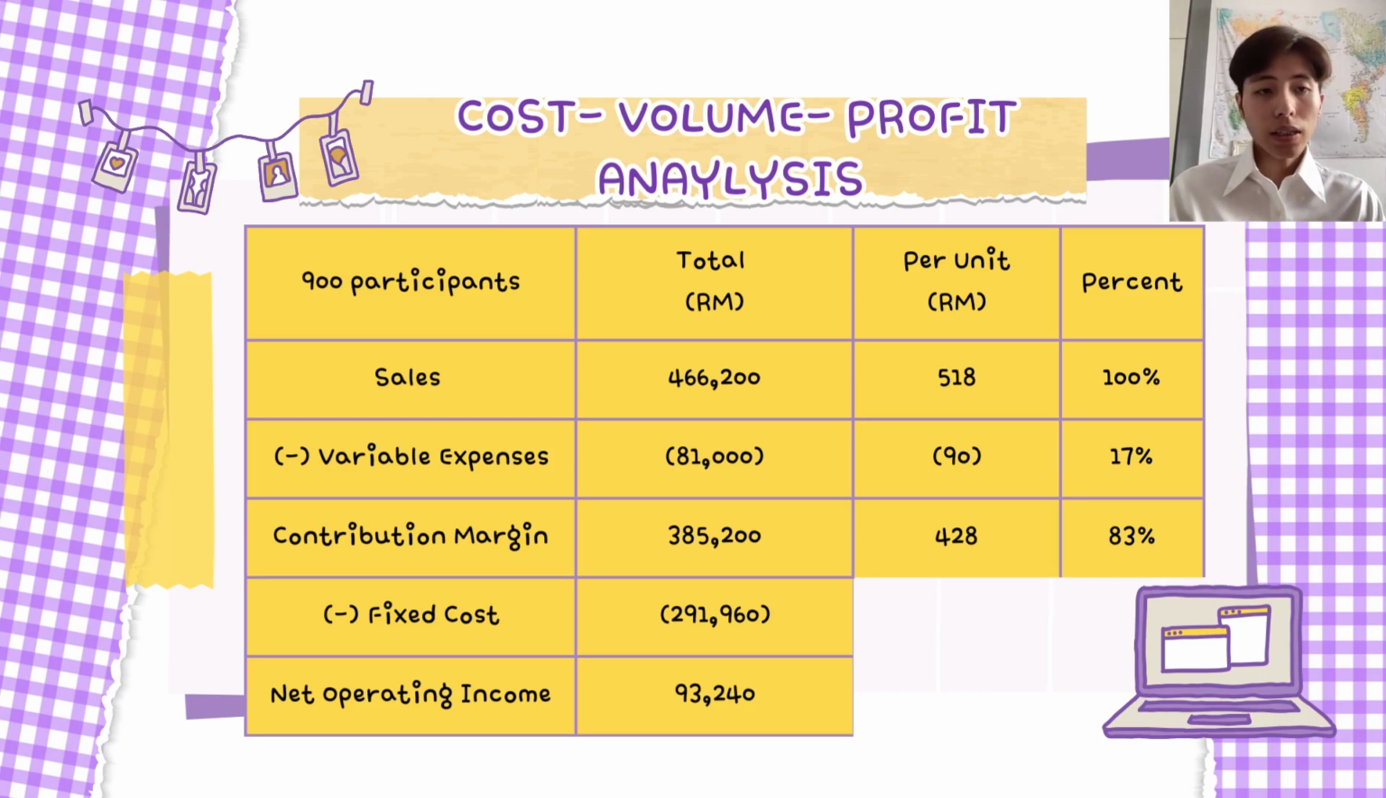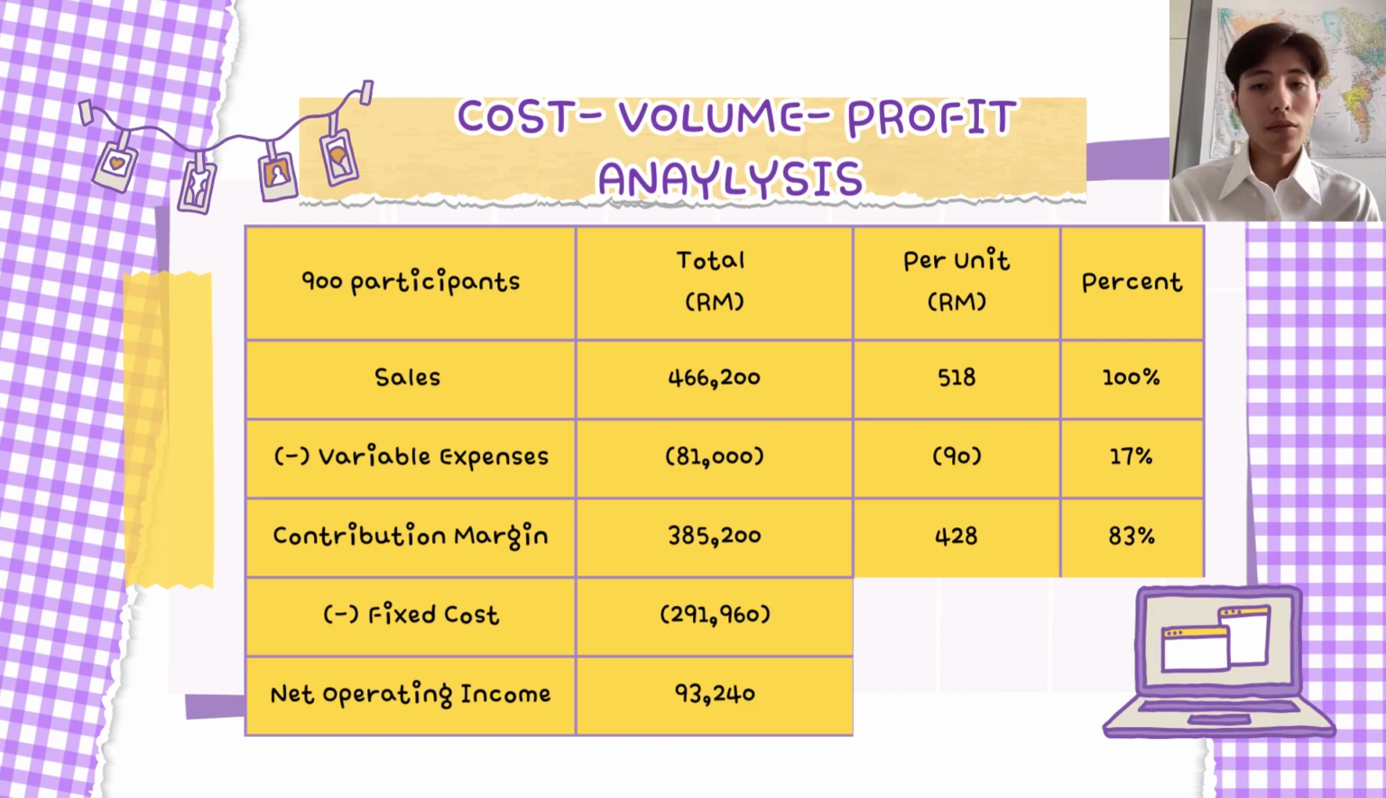As you can see in the slides here, we have already calculated all of the sales, variable expenses, and fixed costs for 900 participants. As for the sales, we have decided to use the price suggestion as we discussed in the previous slides, which is 518 ringgit Malaysia per unit, totaling 466,200.